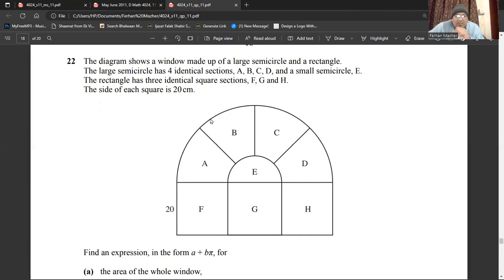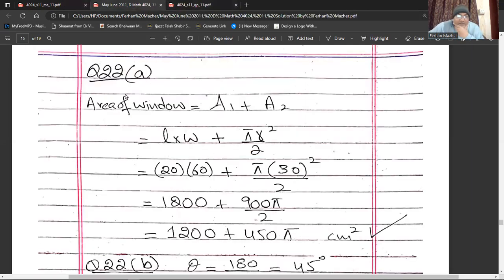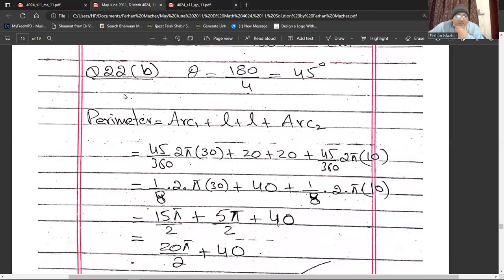This is an arc of a sector whose radius will be 30. And this will be the arc of a sector whose radius will be 10. Now, the question is, how much is this angle if you prolong this line? So if you prolong this line, 180 is divided into 1, 2, 3, 4 parts. 180 divided by 4, and that will be 45.